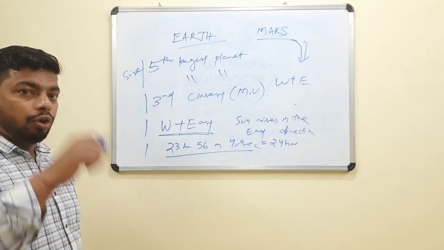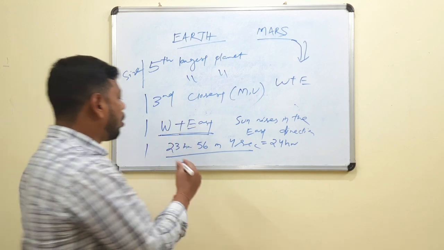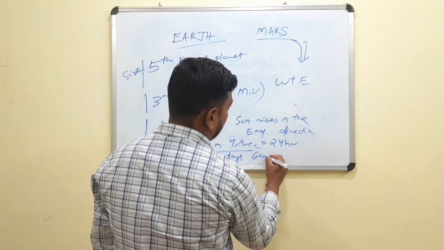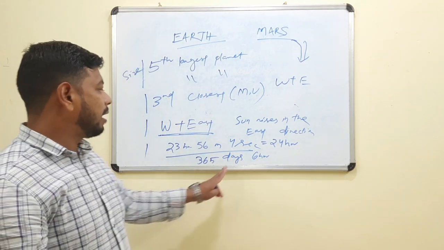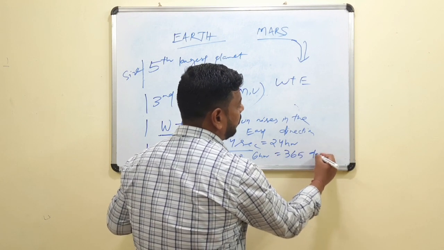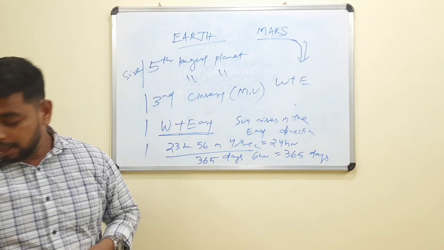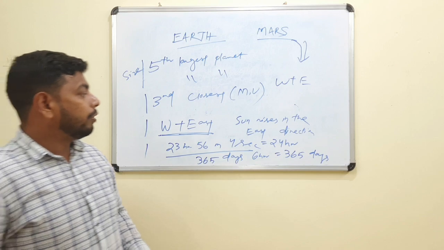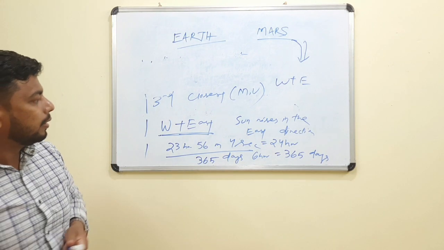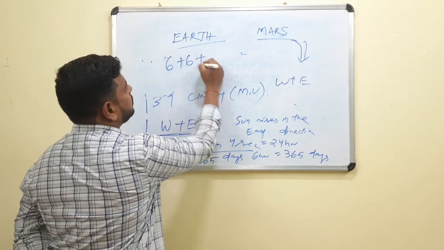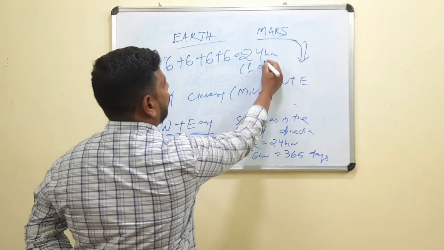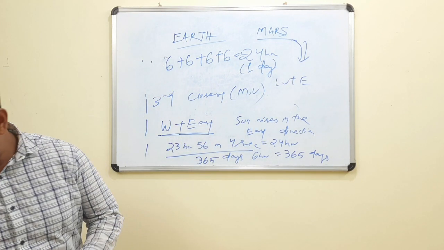And to complete a revolution around the sun, it takes 365 days and 6 hours. But normally what we call it is 365 days. Fine. And that 6 hours we add after an interval of 4 years, right? 6 plus 6 plus 6 plus 6 equals 24 hours. So it means 1 day, right?